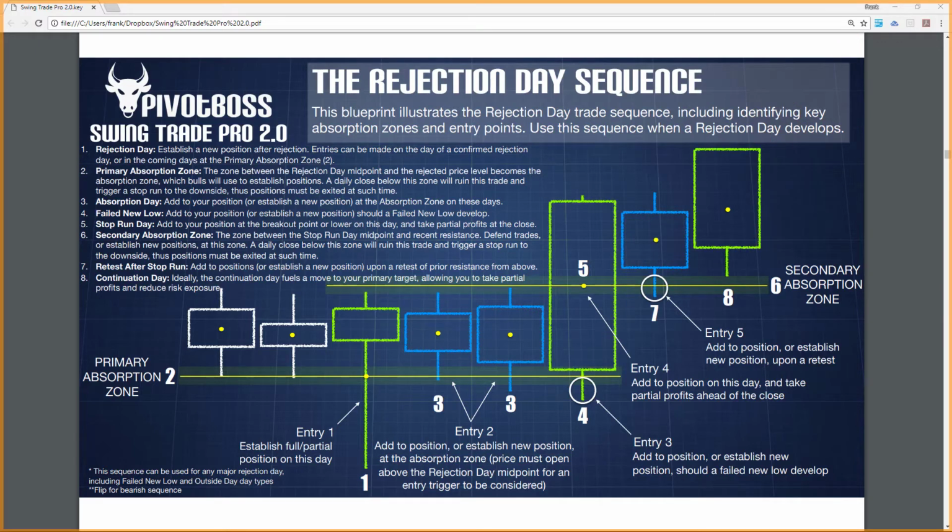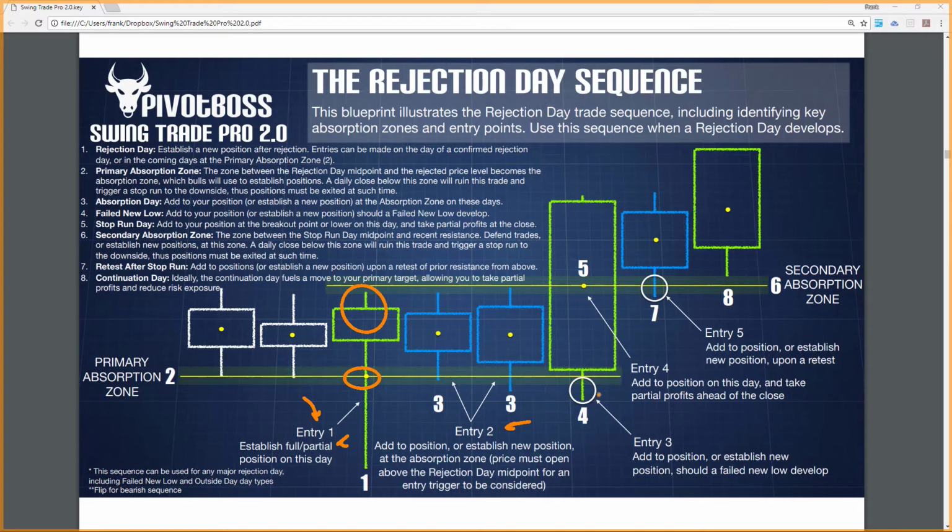So again, these are the various points of a rejection day sequence that are very, very important to engage. Number 1, major entry on this day where you can establish a full or partial position. On entry number 2, you can add to the position or establish a new position at the absorption zone, but price needs to open above the midpoint of the rejection day.